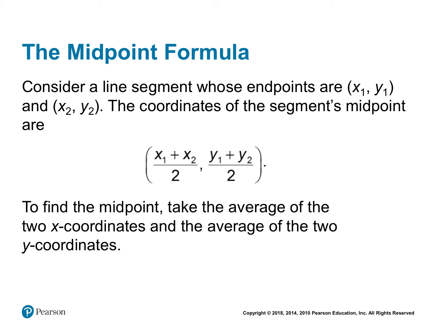Okay, now we'll talk about the midpoint formula. So the midpoint is just the middle point. Consider a line segment that has endpoints x1, y1, and x2, y2. The coordinates of the midpoint of that segment, you take the x's added together, divided by 2. So it's like you're finding the average. And then you take the y coordinates added together and divide it by 2.